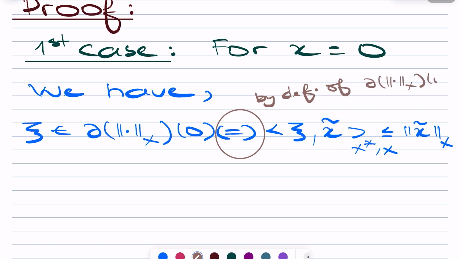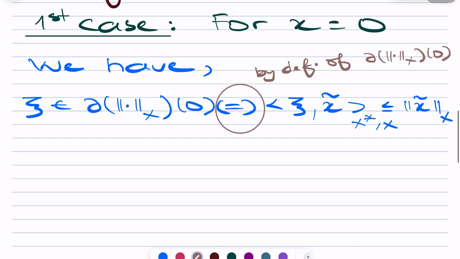If you don't remember how we define the convex subdifferential of a function, I strongly invite you to watch my video on the convex subdifferential. I will put the link. Okay, so by definition you have this.